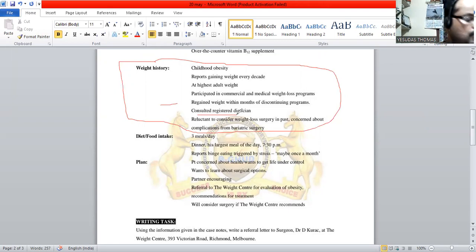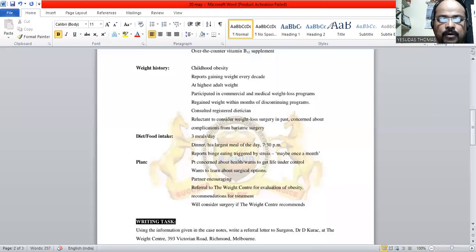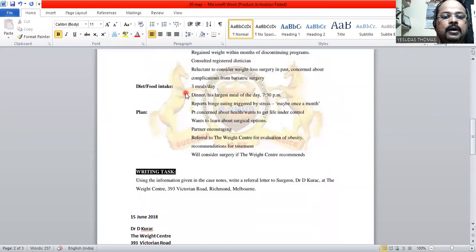So therefore, he consulted a registered dietitian, who might have given advice regarding the options for weight reduction. But at that time, Mr. Andy Williams was reluctant about surgery because he was concerned about the complications of bariatric surgery. Right now he has three meals, but dinner is the heaviest, and he takes it at 7:30 p.m. And of course, he reports binge eating once a month, which is triggered by stress.